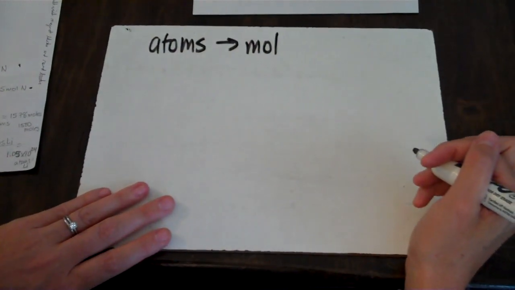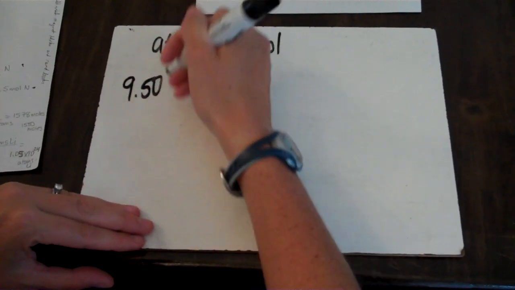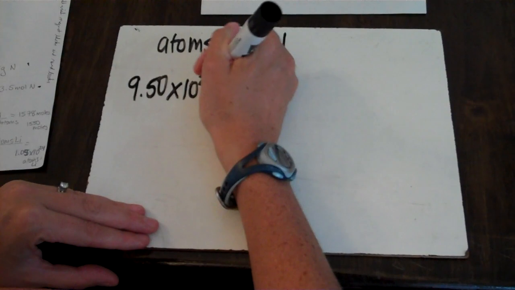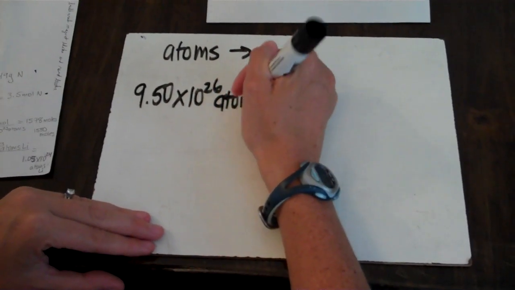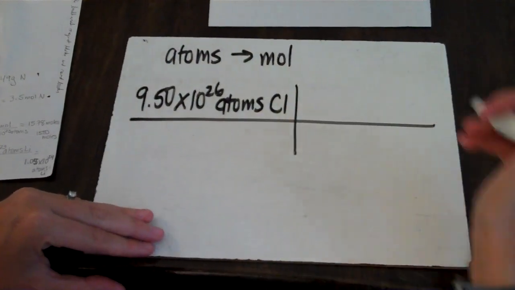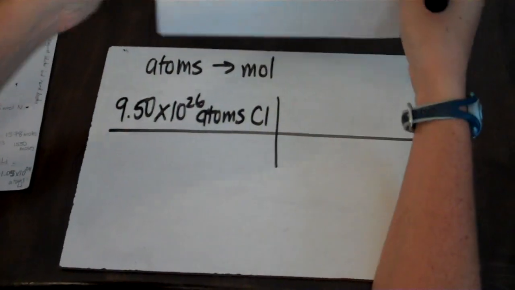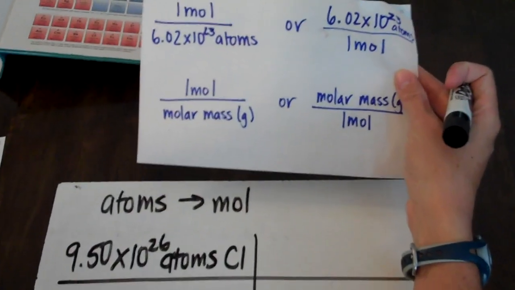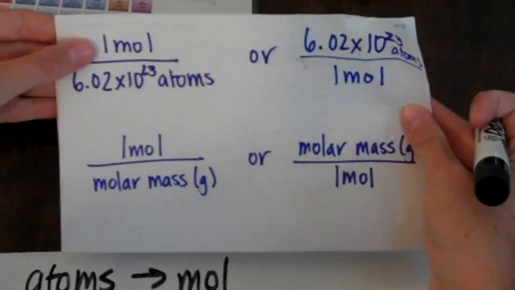All right? And so I'm going to give you that we have 9.50 times 10 to the 26 atoms of chlorine, and we need to get to moles. In this case, we don't even need the periodic table. We don't need to find our molar mass. All we need to do is remember this conversion.